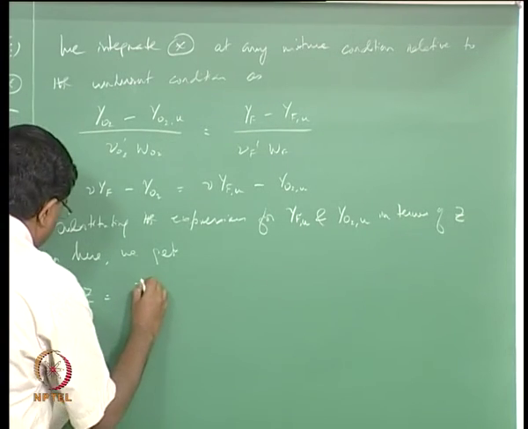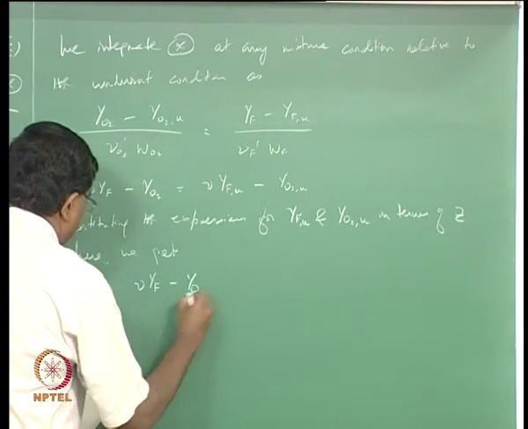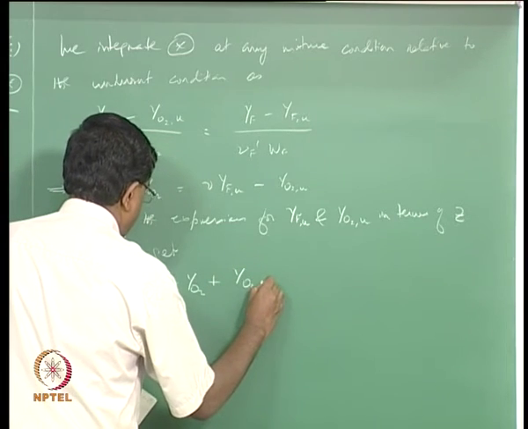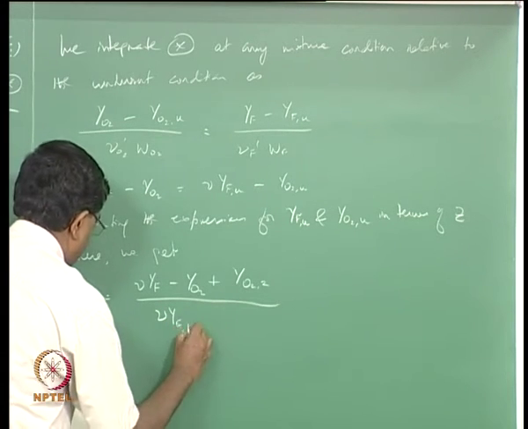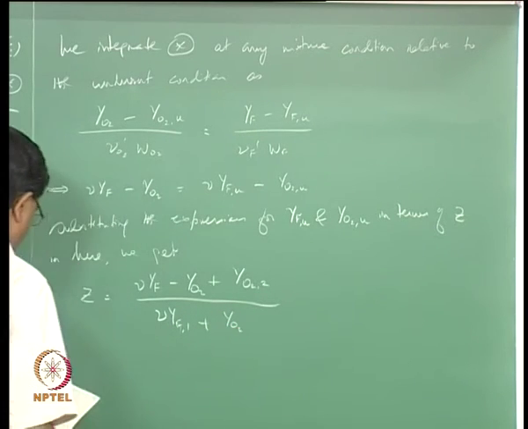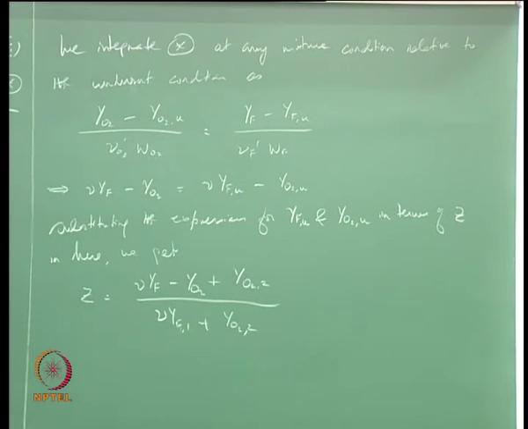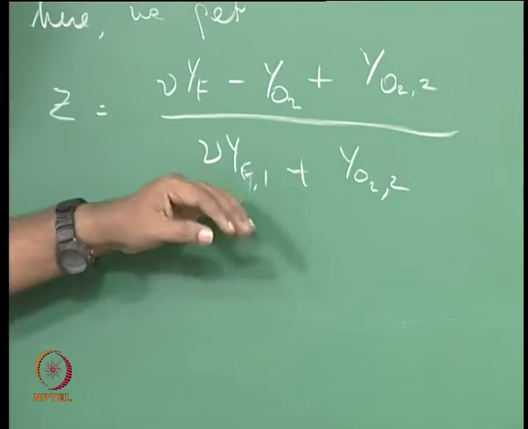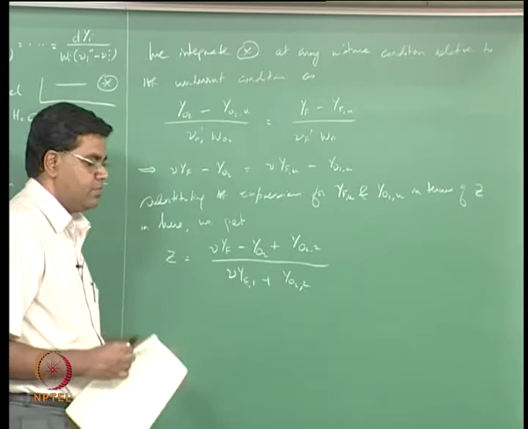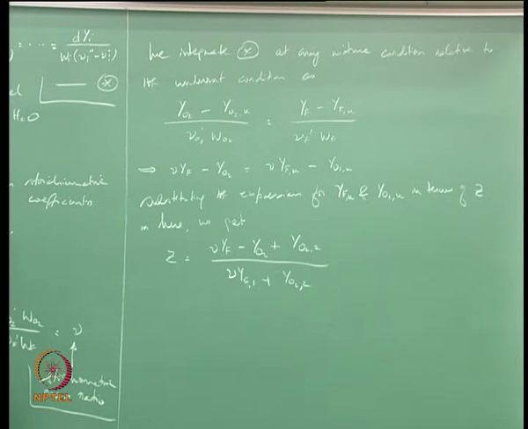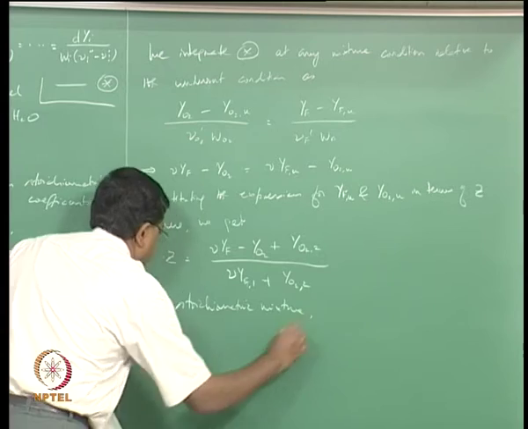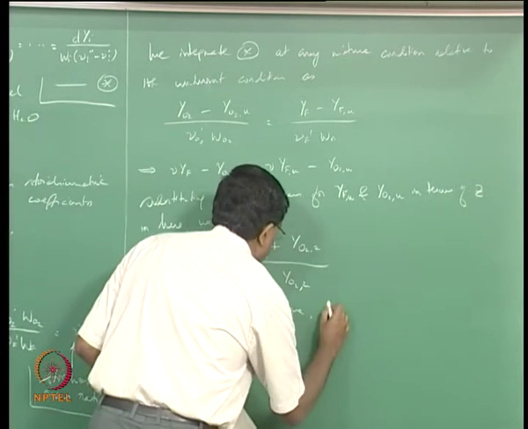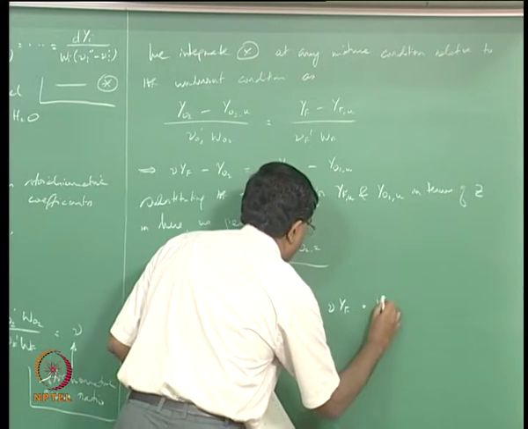So you say Z equals nu times YF minus YO2 plus YO2,2 divided by nu YF,1 plus YO2,2. So you can see that YO2,2 and YF,1 are showing up from the inlet mass concentrations, mass fractions of the oxidizer and fuel in the respective streams. So for stoichiometric mixture, nu YF, I'm sorry, should be equal to YO2.